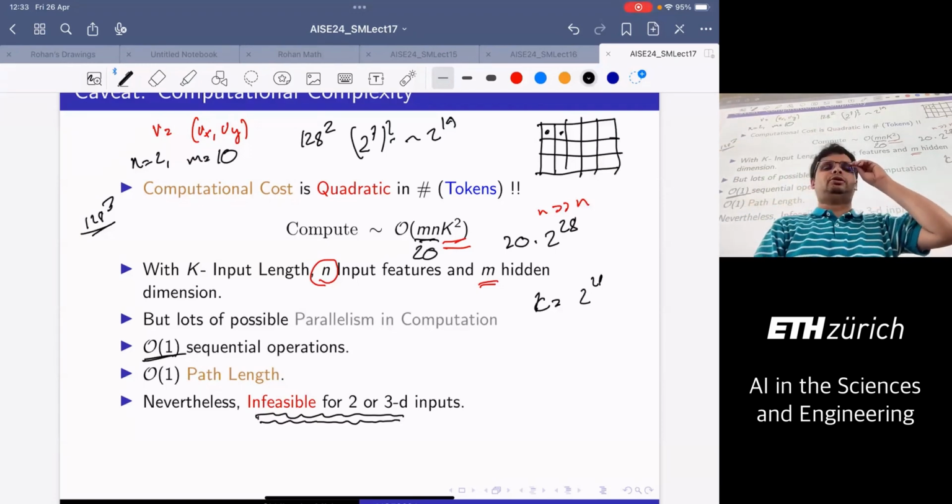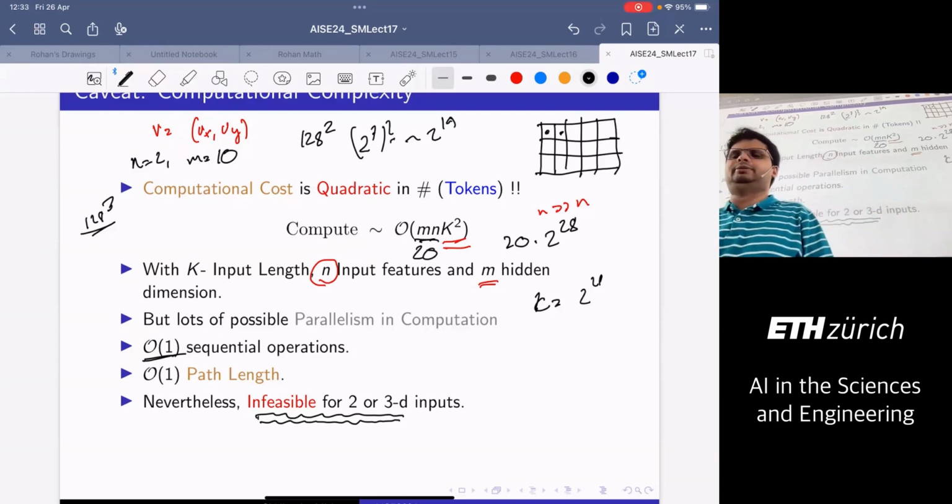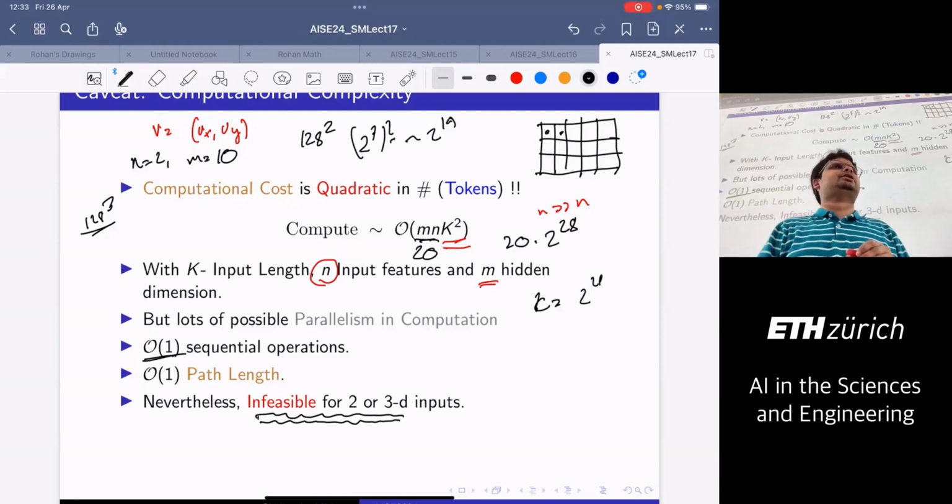Are there any questions about the computational aspects, or what the computational challenges of transformers are? No, it's obvious.